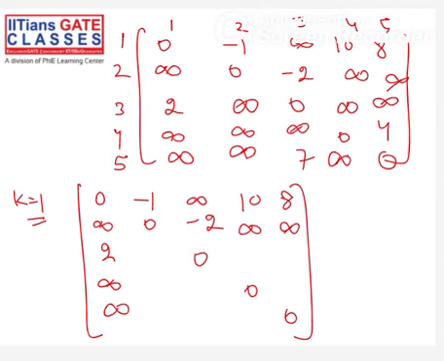Okay. So now 3 to 2 is 3 to 1, 1 to 2. 3 to 1 is 2, and 1 to 2 is minus 1. So this becomes 1. Now 3 to 4 is 3 to 1 and 1 to 4. 3 to 1 is 2, 1 to 4 is 10. So 12. Now 3 to 5 is 3 to 1, 1 to 5. 2 plus 8 is 10.